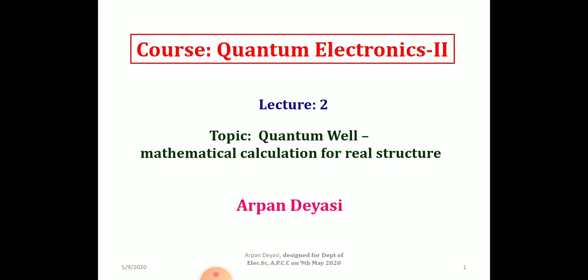In this respect, we further progressed and we said that heterostructure can be classified in three different types: type 1, type 2, and type 3. Type 1 is known as straddling, type 2 as staggered, and type 3 as broken gap. For all the cases, we have given realistic semiconductor examples.